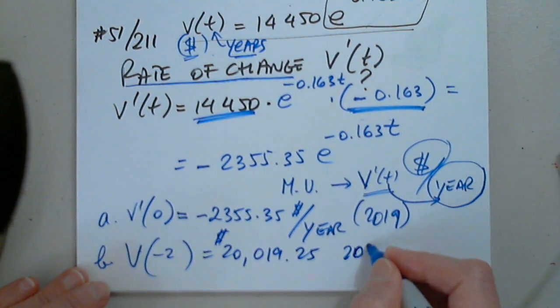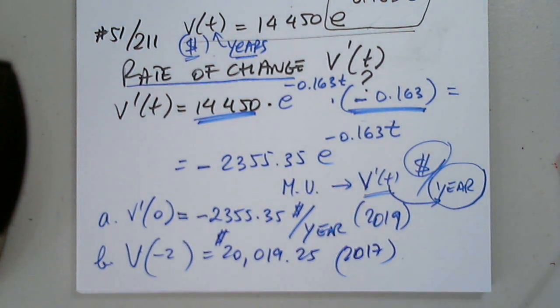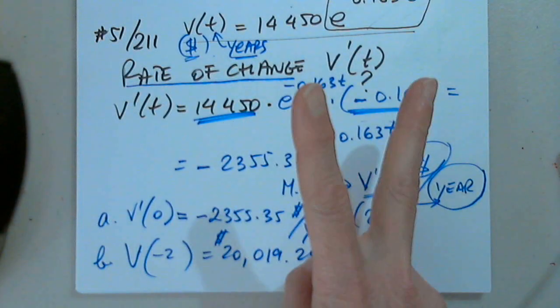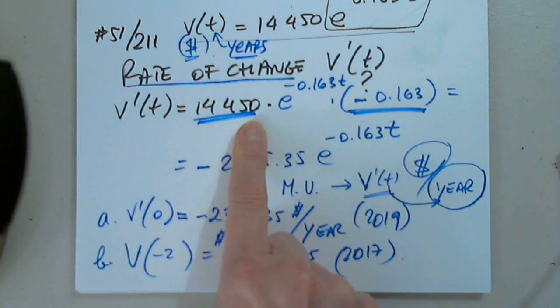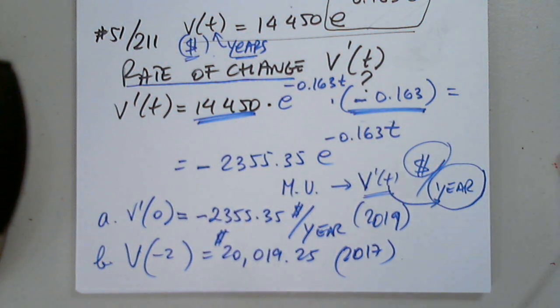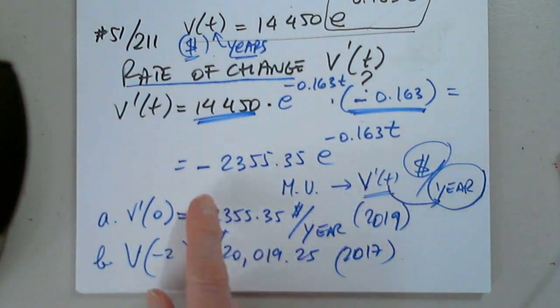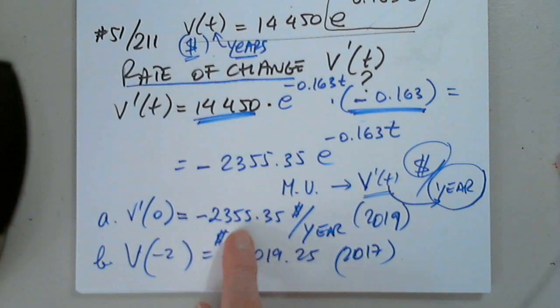$20,019.25 in 2017. And this is not the rate of change. This is the actual value when it was purchased. They purchased it at $20,019.25. It decreased 2 years later to $14,450. And the rate of change at that time was negative, decreasing, negative $2,355.35 per year. Okay, so I would like us to continue with, where's my book here?